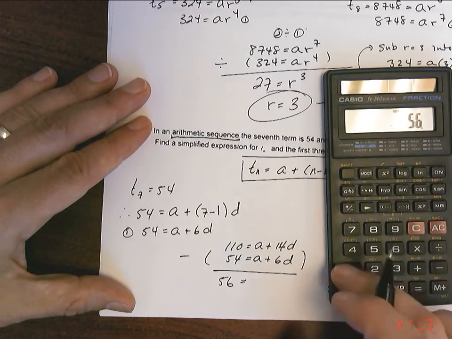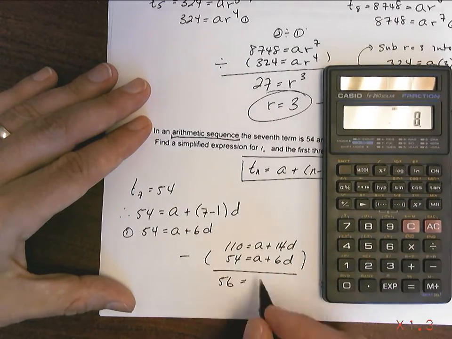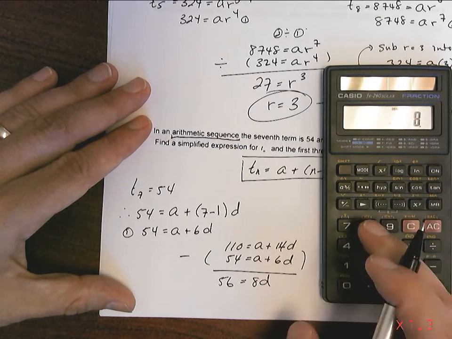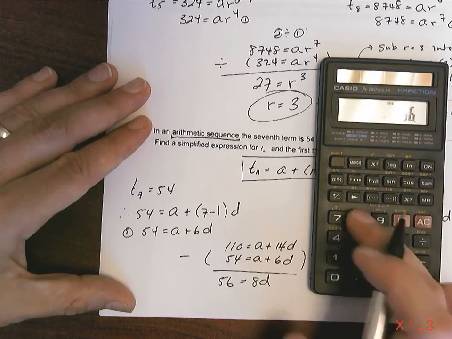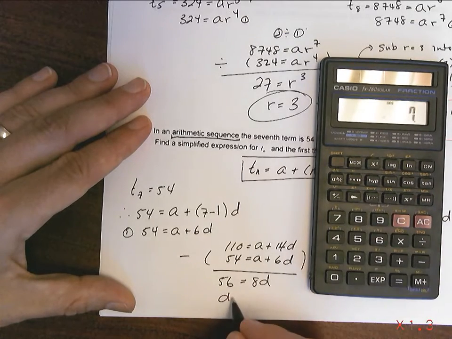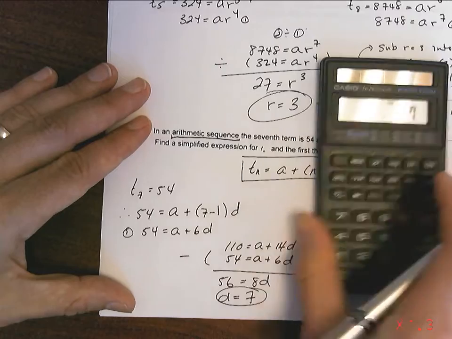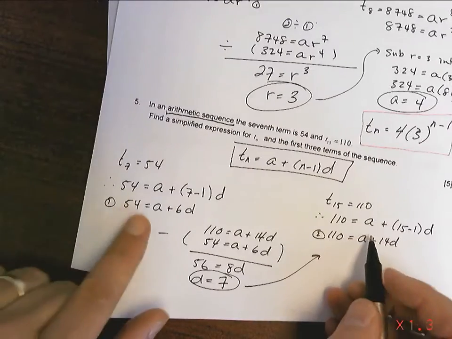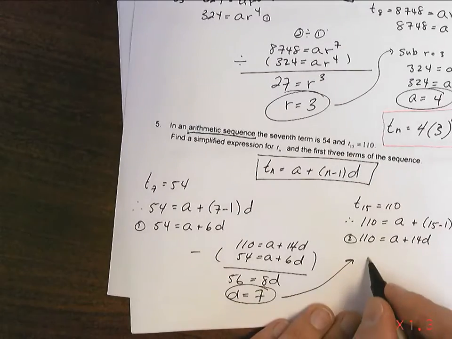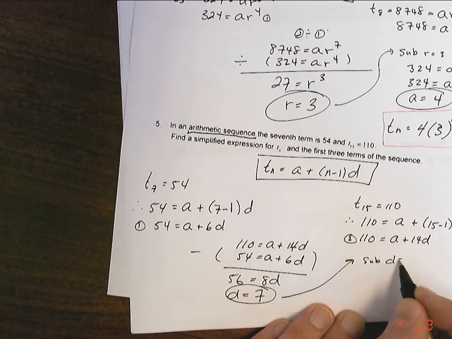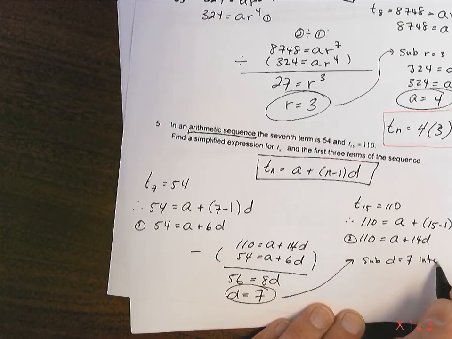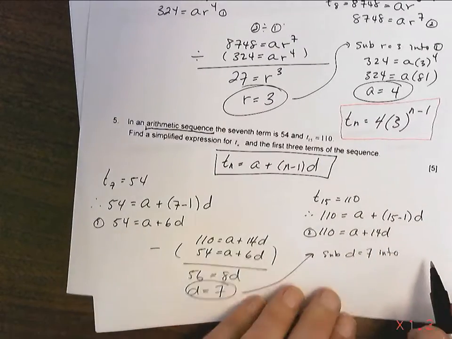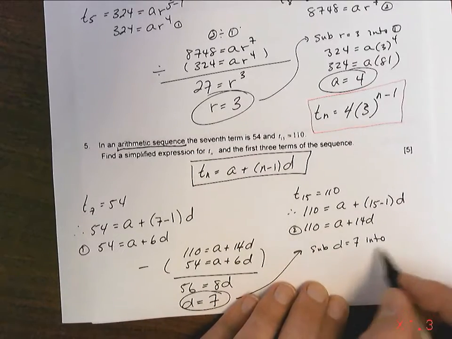14 subtract 6. 8. Divide both sides by 8. 56 divided by 8. 7. d equals 7. If I want to know what the a value is, I plug it into either number 1 or number 2. Sub d equals 7 into... I'm going to put it into 1 because it's smaller numbers and it's over here. It doesn't scare me as much.